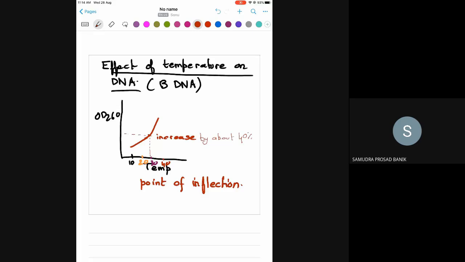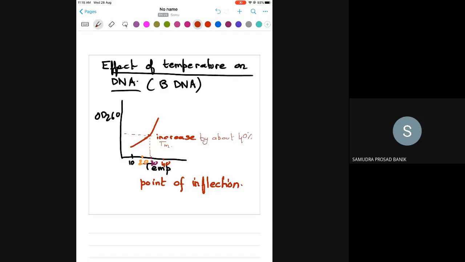Now for this particular graph, the melting temperature, as you can see, is unusually low. It is generally not that low. It is about 30 degrees centigrade. So in which kind of bacteria do you expect to have a Tm of 30 degrees centigrade? Can anybody tell me?